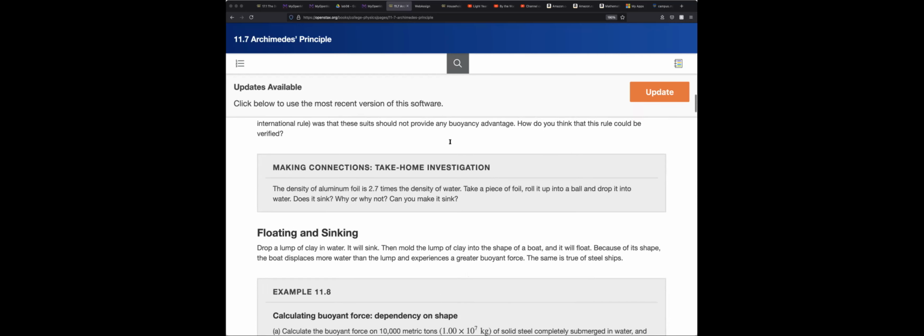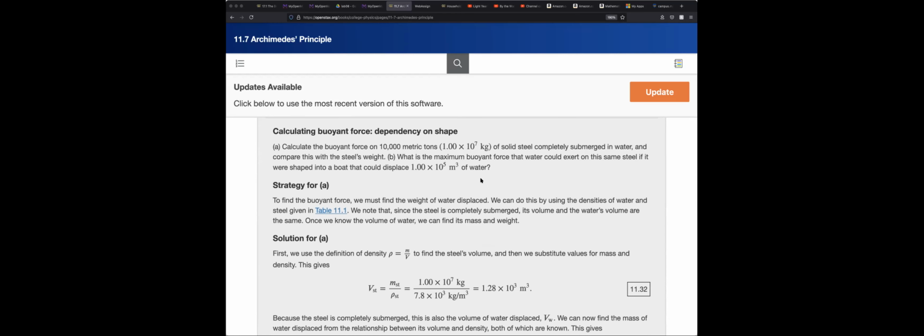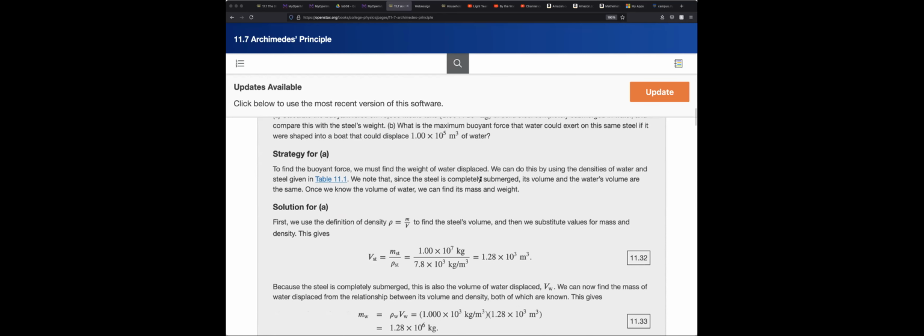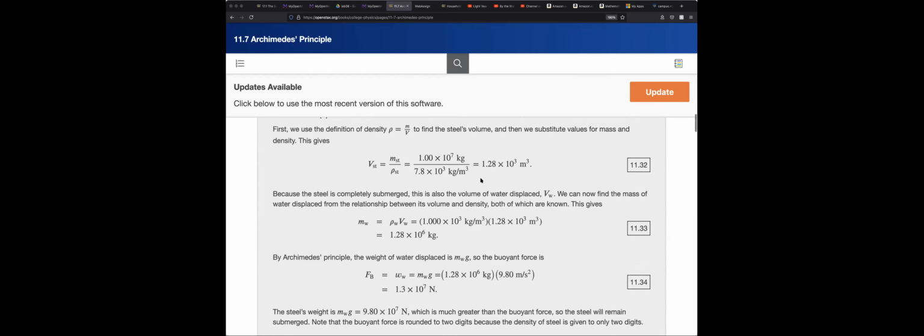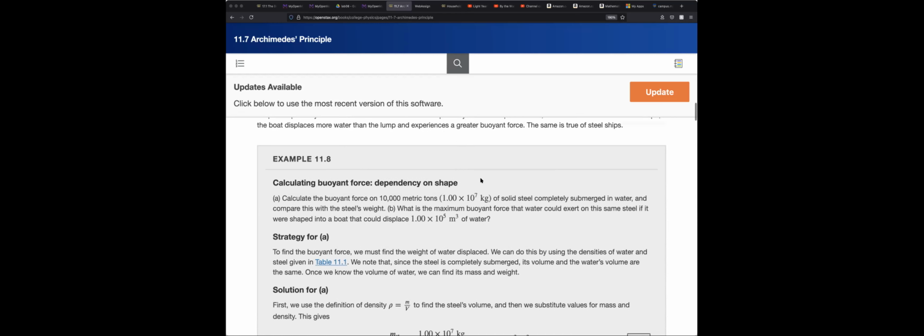So what is the weight of that fluid? The weight of that fluid is going to be equal to the mass of that fluid times gravity, or the density of that fluid times the volume of that fluid times gravity, one or the other. So here we have an example of a buoyant force of a piece of steel, just a big chunk of solid steel that has a mass of 1 times 10 to the 7 kilograms. And we're just going to put it completely underwater.